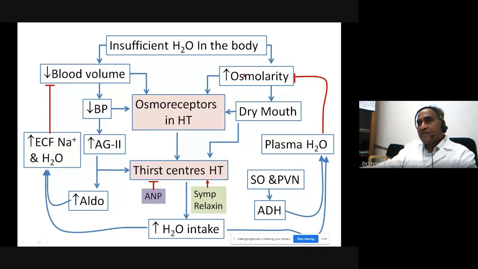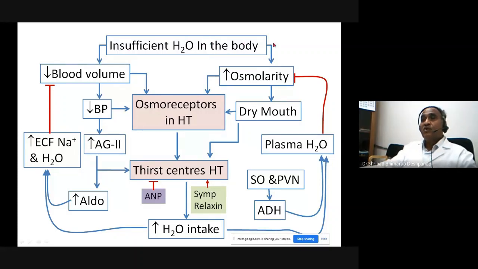The increased osmolality produces cellular dryness, dryness in the mouth and the throat. Now the dryness in the mouth and throat stimulates the osmoreceptors. How? The glossopharyngeal nerve, the nerve supplying the pharynx, carries the signal to the medulla, and they will activate the osmoreceptors through the parabrachial nucleus. That is one component. The second component is that these thirst centers are directly activated, which would produce the water intake.